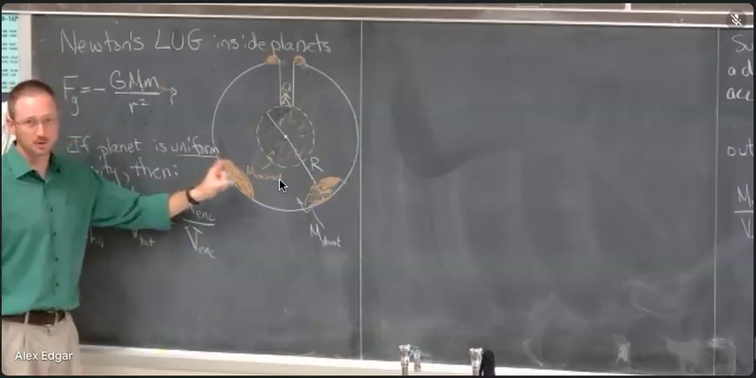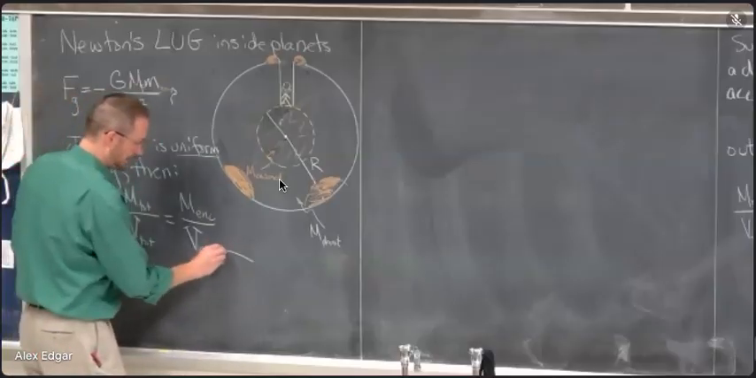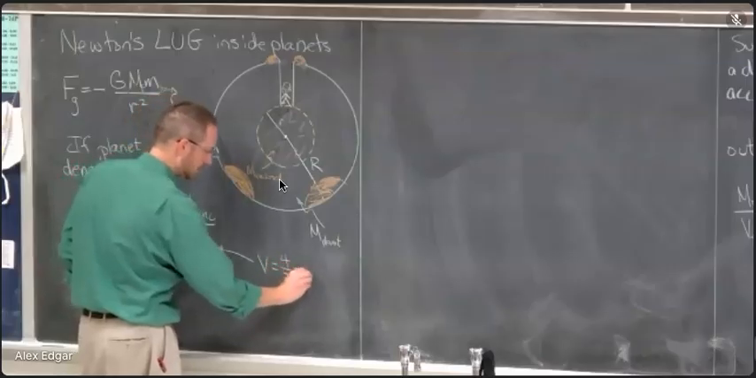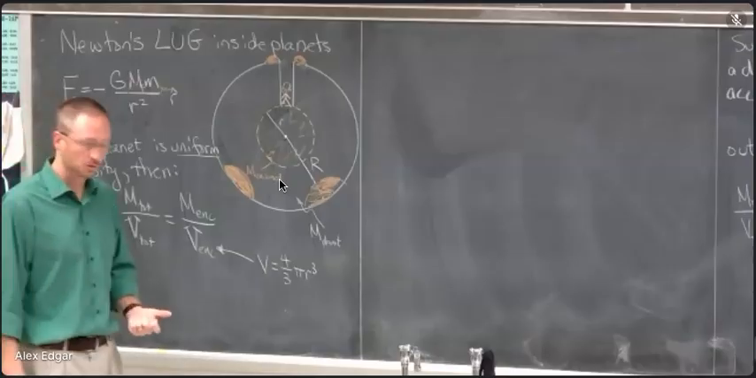Now, we're only going to deal with spherical planets. We're assuming that all planets are spherical, which means that the volume of the planet is going to be the volume of a ball, 4/3 pi r cubed.